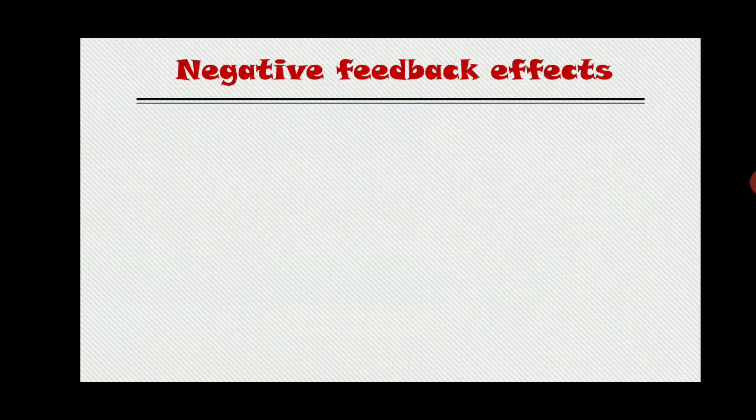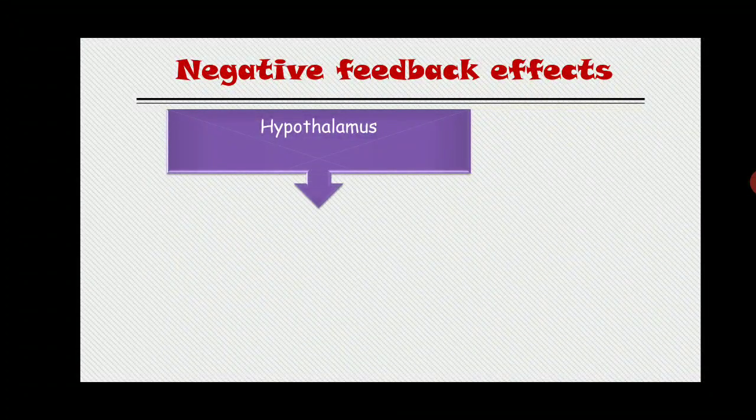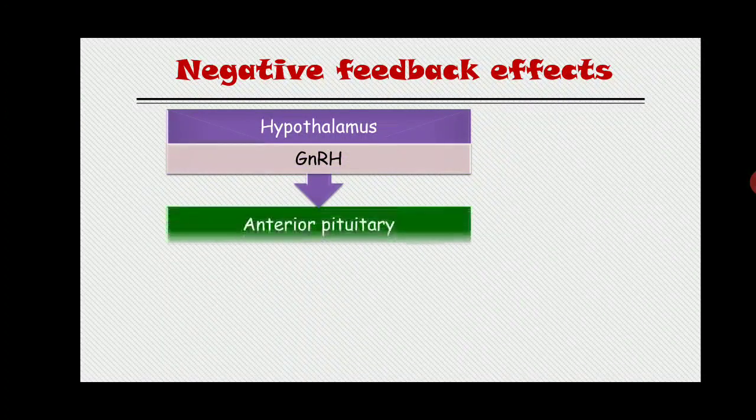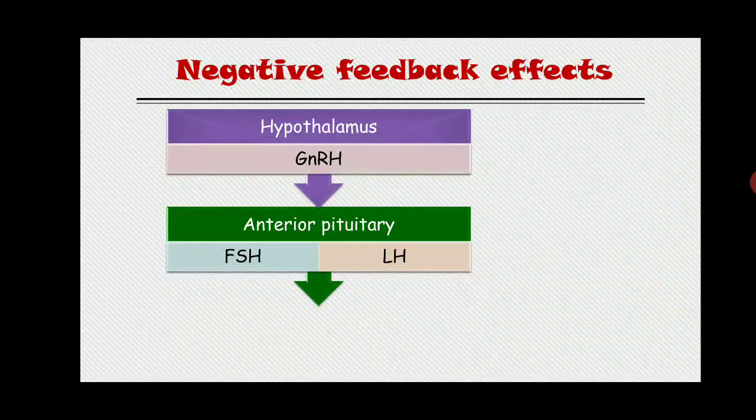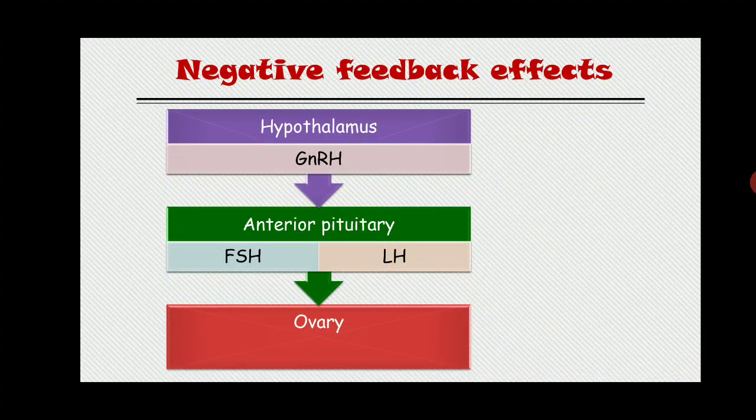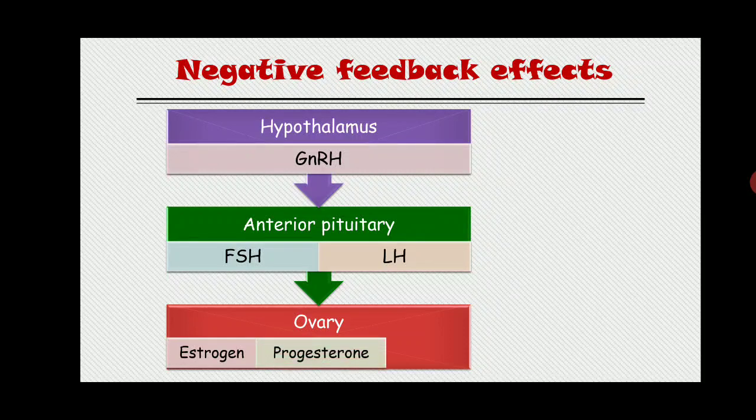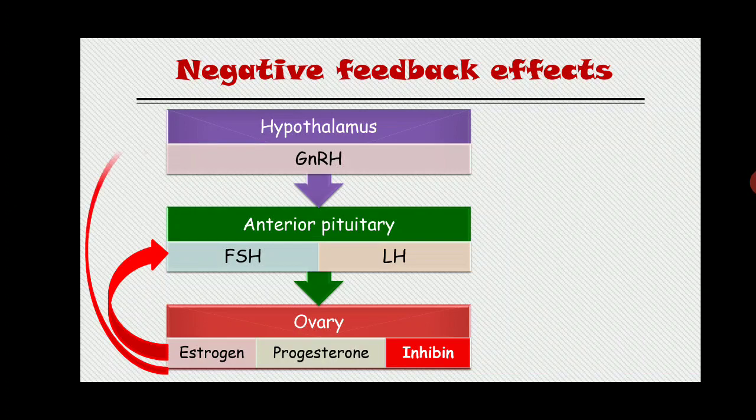Now as far as the negative feedback inhibition is concerned, the hypothalamus will secrete GnRH. It will go to the anterior pituitary, and inside the anterior pituitary it will release FSH and LH. This goes to the ovary and it will increase the production of 3 hormones: estrogen, progesterone, and the third one is inhibin. Now estrogen will give a negative feedback to the FSH as well as the GnRH secretion.